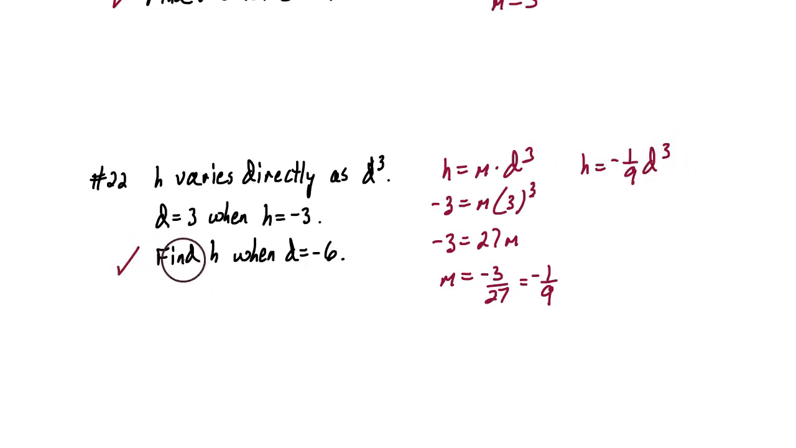And now it says find h if d is -6. So let's substitute -6 in place of d. Take a calculator and type this in. The result is 24.